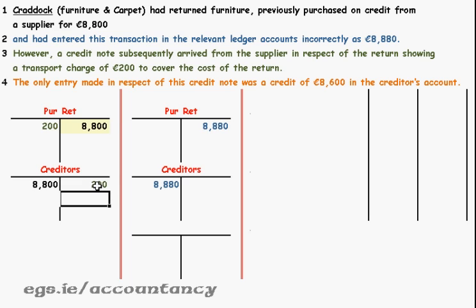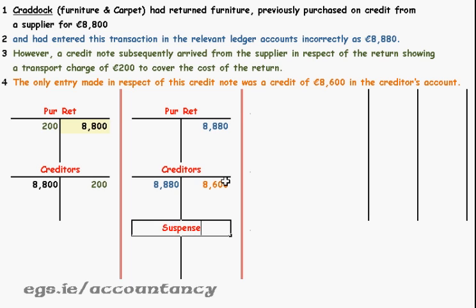But how did they record that? The only entry they made was a credit entry, a right hand side entry of 8,600 in the creditor's account. So a right hand side entry of 8,600. That's all they did. We don't have complete double entry, so we will need a suspense.